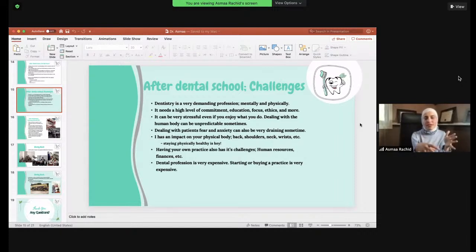Dentistry in general is a very expensive profession. We always joke that if you buy anything that has the dental work to it, it will be at least three times more expensive than if you buy it from the dollar store, and it's the exact same thing. But again, it is expensive.